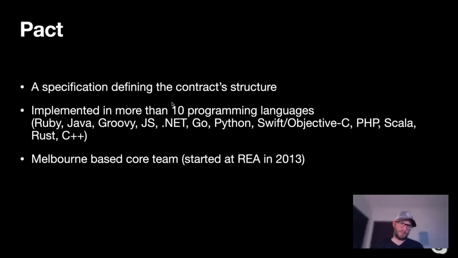What is PACT? Essentially, PACT is a specification that defines the contract structure. It defines what goes in and how it looks, what is required, so the implementations of them know how to talk to each other, how to replay requests and how to replay responses. It's implemented in more than 10 programming languages, and it started at REA in 2013 when they had a problem with changing microservices, and this was their solution to figure out how to reduce their reliance on the end-to-end testing environments.